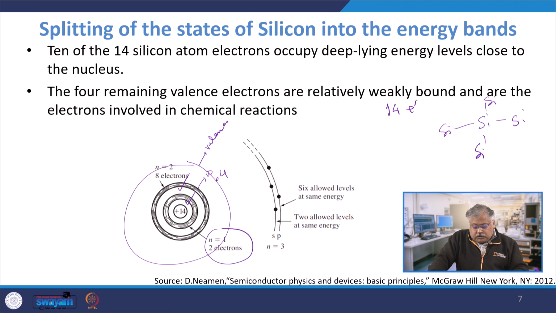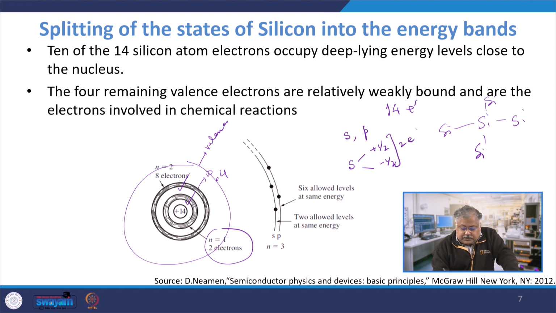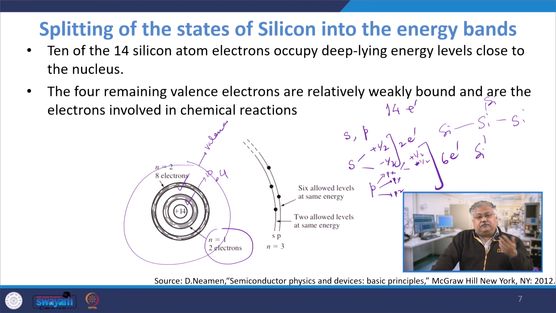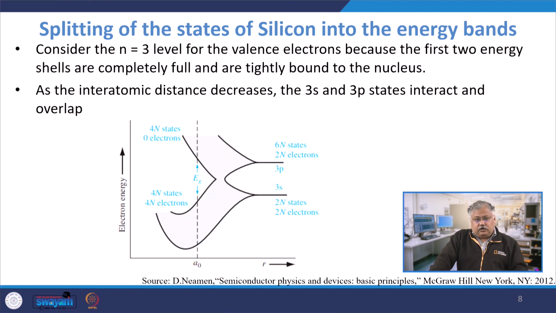Now you must be aware that we know there are S states and P states. Within the S state you will have plus half and minus half, so there are 2 electrons which are available. Within the P state you will obviously have Px, Py and Pz, and each will again have a plus or minus half, and so on. So there will be 6 electrons associated with P type states. So please understand that S will have 2 and P will have 6 electrons available to us.